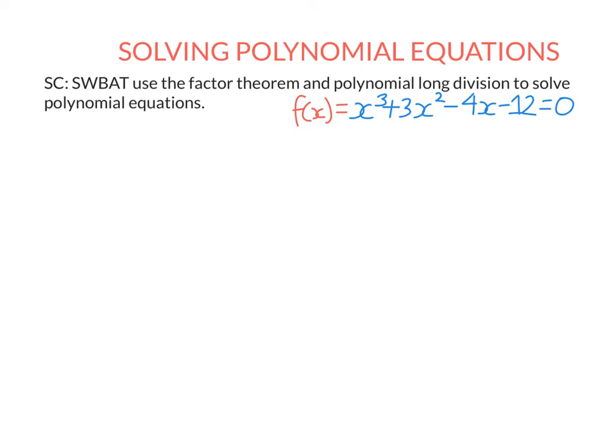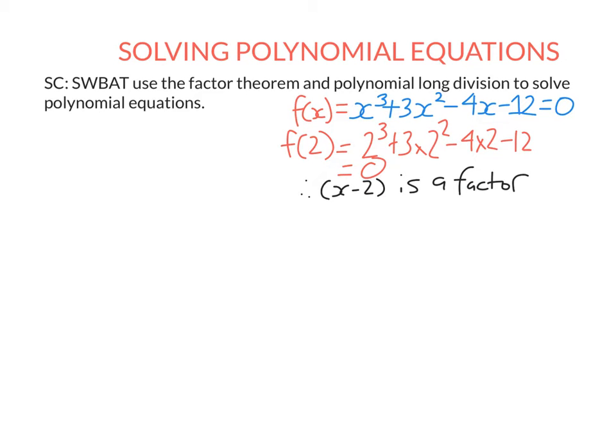Remember, what we do is we try positive and negative factors of this constant term and see whether they make the polynomial equal to 0. So we're going to try positive and negative factors of 12. Now, there are quite a few. Let's try, for example, f(2). If I substitute x for 2, I get this, and it turns out this will make the polynomial equal 0. So that means x minus 2 is a factor. So we have one solution and one factor.